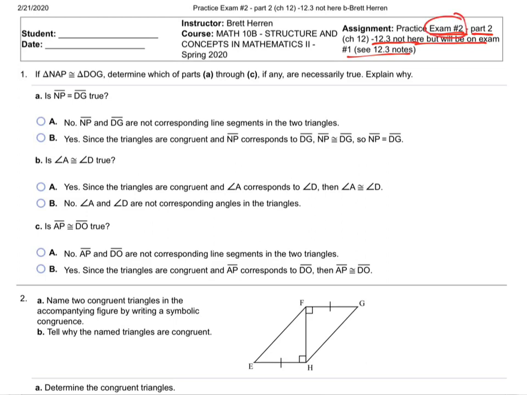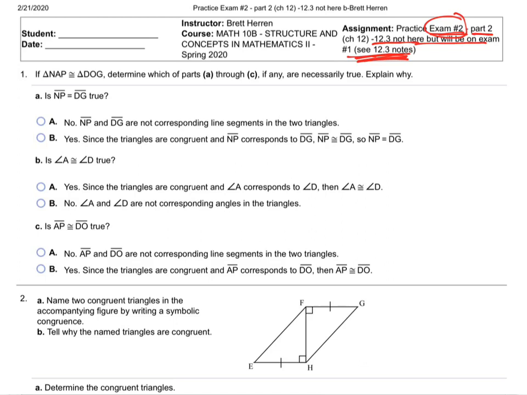It's just not on this practice exam because there's not any way for me to actually put it on this practice exam. But I want you to remember to go back and practice the 12.3 notes so that you'll be ready to go for that.